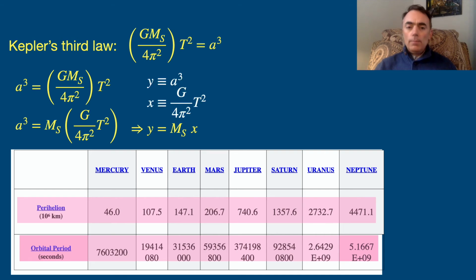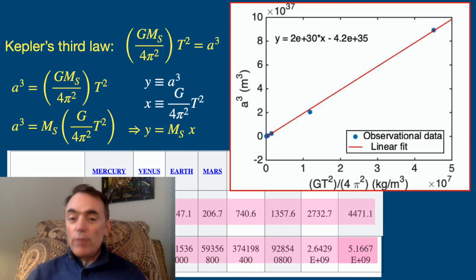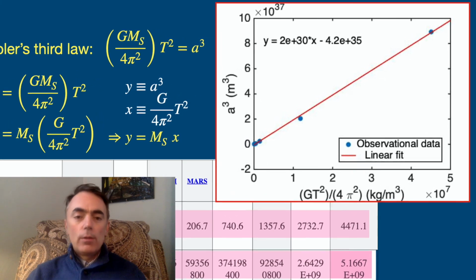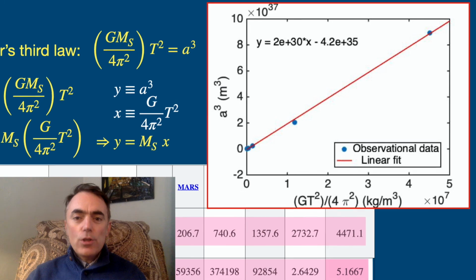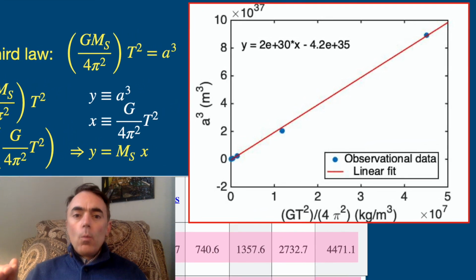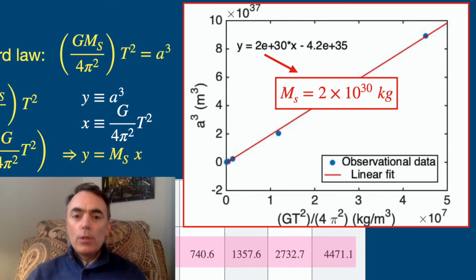Let's do it then. Let's plot these two new x and y variables, and we will only need to look at the slope, and from there that will be the mass of the Sun. The blue dots are the observational data. The red line is the linear fit to those observational data. And the equation is the linear regression, where the slope is 2 times 10 to the power of 30, and this is the mass of the Sun in kilograms.